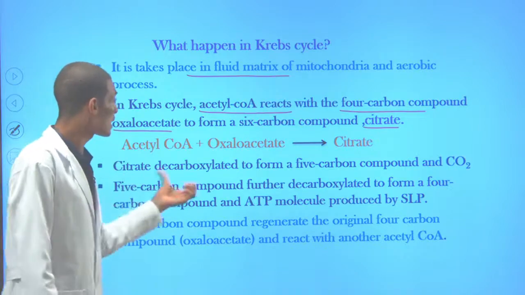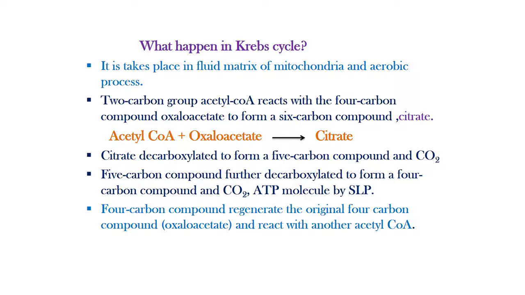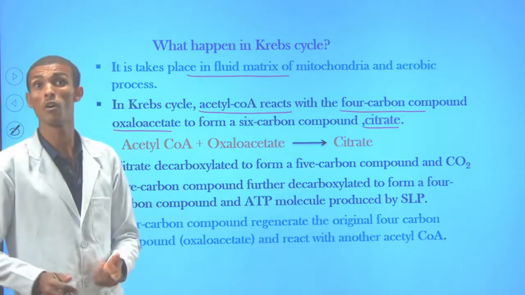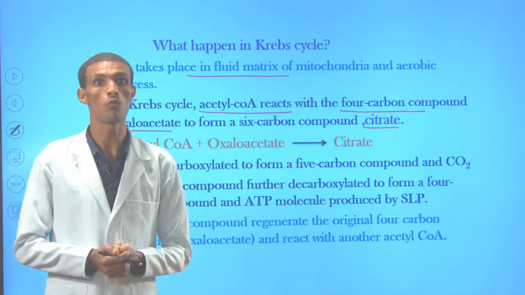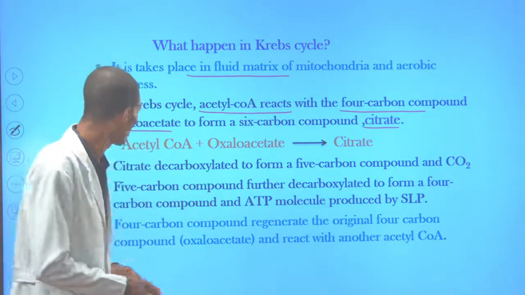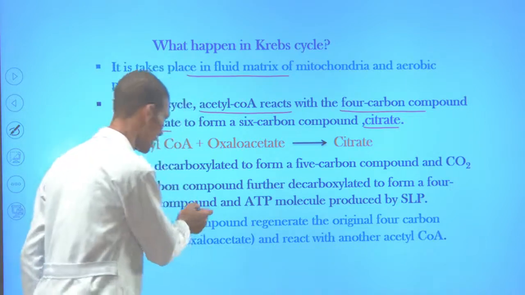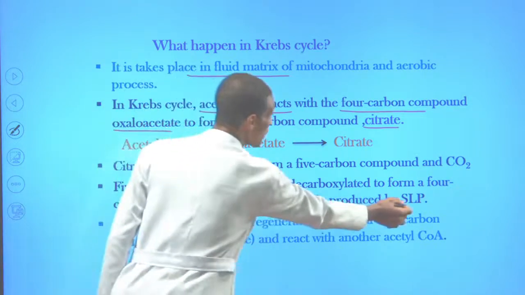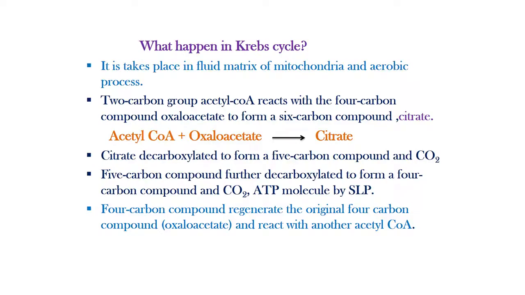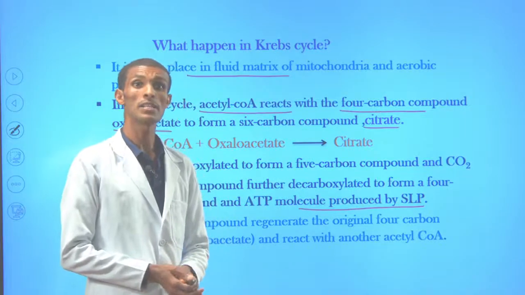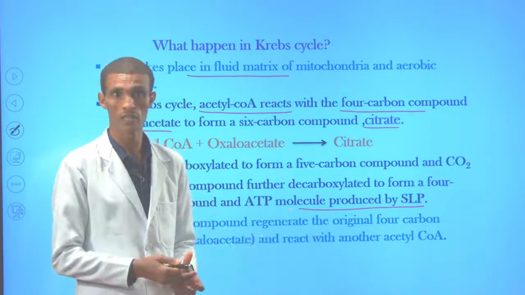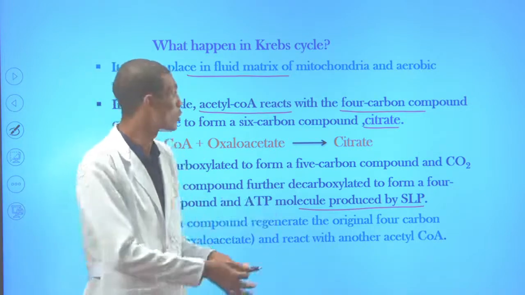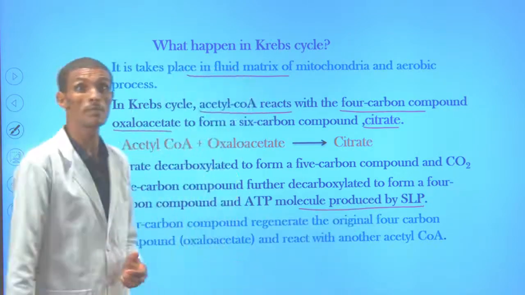And then after, citrate becomes decarboxylated to form a 5 carbon compound and carbon dioxide, where the 5 carbon compound is further decarboxylated to form another compound, the 4 carbon compound oxaloacetate. And ATP is formed in the process by substrate level phosphorylation. Simply, substrates having attached phosphate can transfer their phosphate to ADP, carrying out phosphorylation.